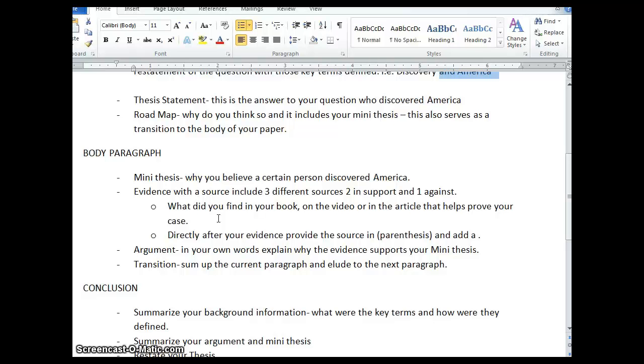So essentially, what we're doing is talking about the significance of the discovery. Discovery means not to see it first, but in fact to understand and create an impact in the world. In your argument, then, that's the explanation. You're saying, okay, this evidence shows that Columbus made an impact with his voyage. Therefore, Columbus discovered America. Transition: sum up the current paragraph and allude to the next paragraph. And this is easy because your transition doesn't always have to go here, especially in a 3-paragraph essay.